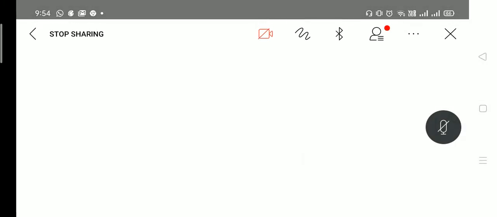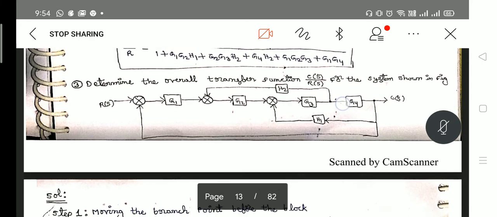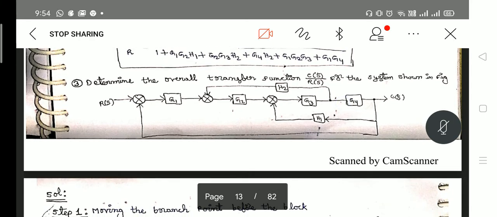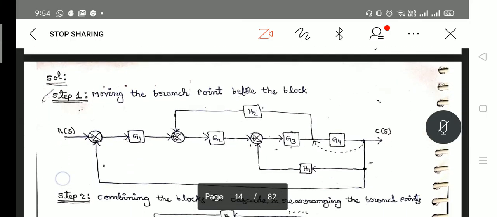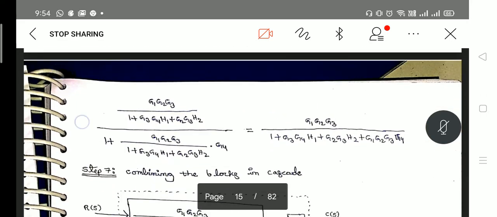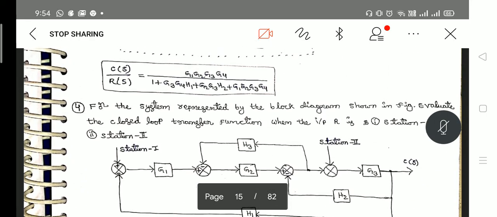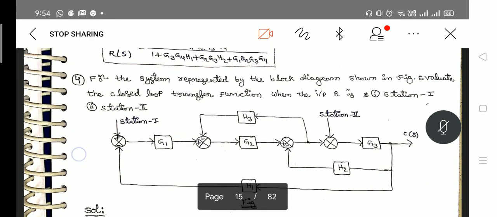Okay, any doubts from here? Okay, the third problem is also the same. Okay, I will explain the fourth one.